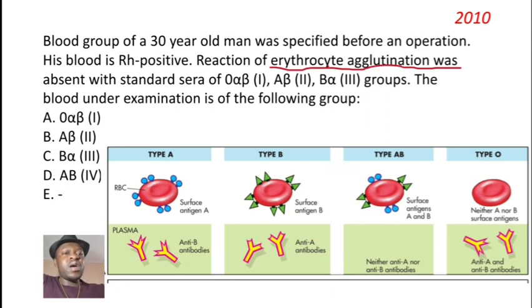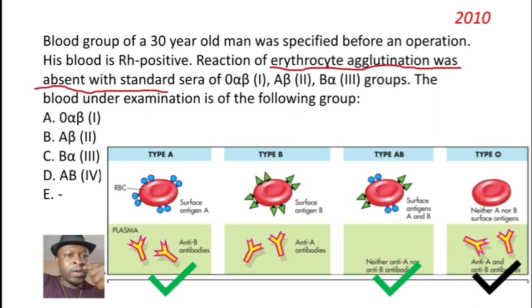We are saying there is no agglutination in blood group O, that's the first one. There is no agglutination in A, this one, and also in B. In AB, there is no agglutination. So the blood under examination is of which type? All right, so what they are saying is, this tick was supposed to be here, because there is no mention of AB.